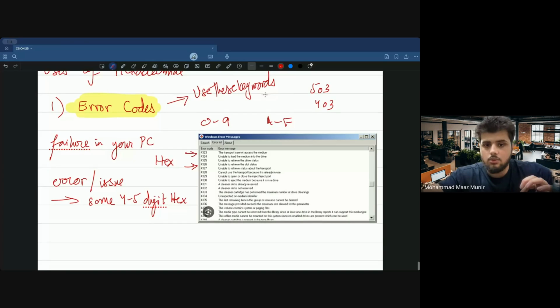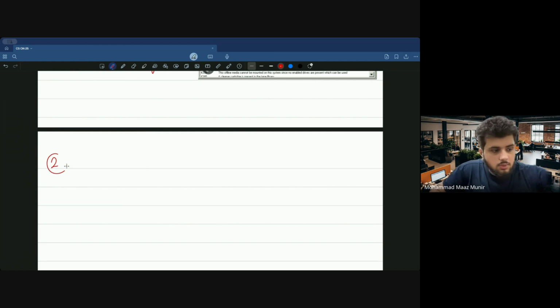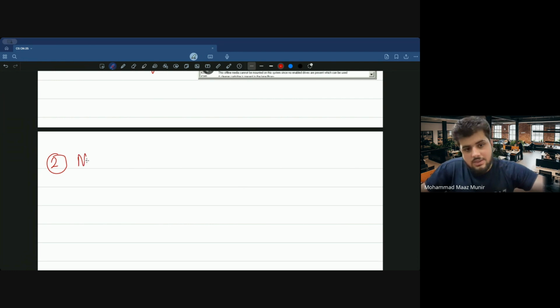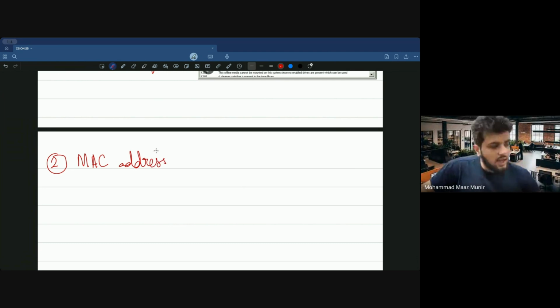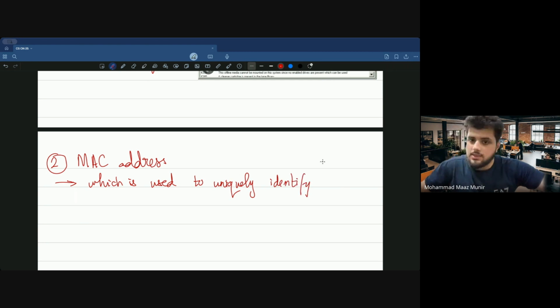Okay, point number 2. Let me get up here. Point number 2. What's the second use? The second use is basically MAC addresses. And what's a MAC address? A MAC address is basically an address which all of your devices have. Okay, it's like a specific address which is used to uniquely identify you. Uniquely identify your device. So let's say your device.